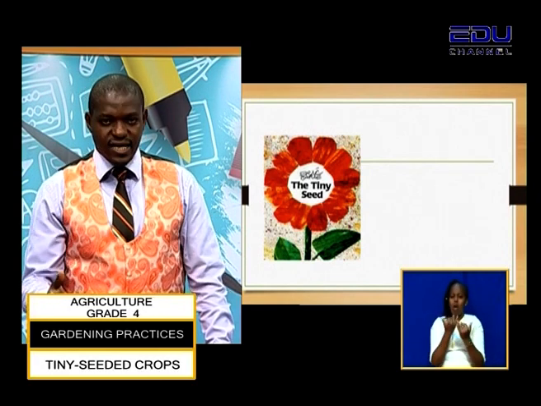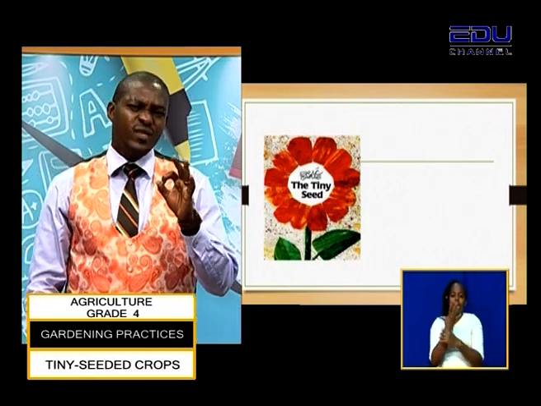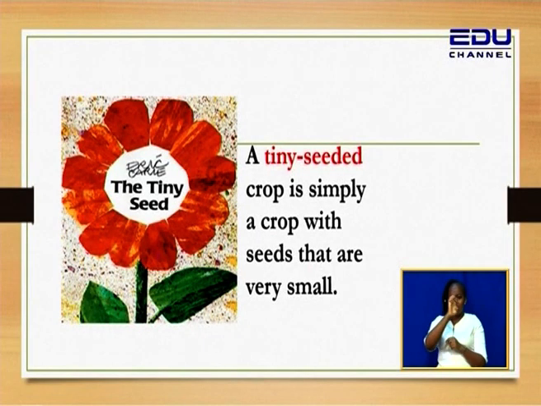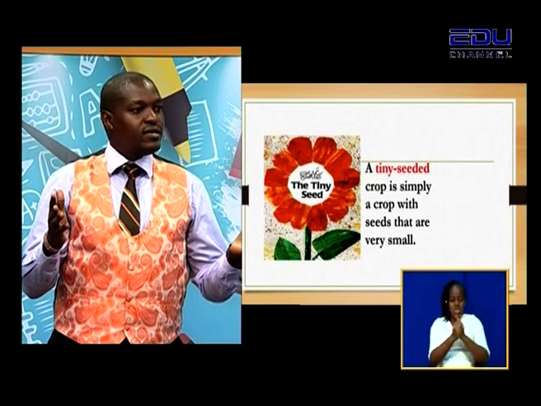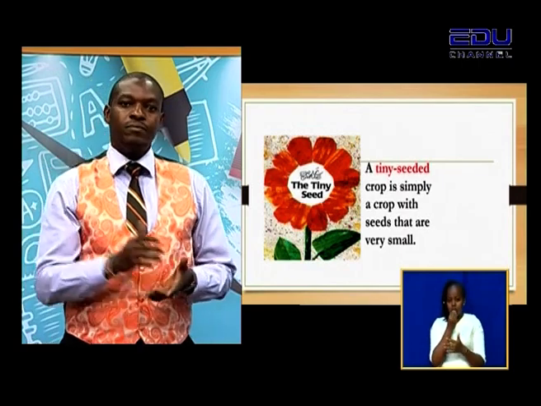So, what is a tiny seeded crop? A tiny seeded crop is basically a crop with seeds that are small. Tiny means small. Does the sunflower have seeds? We'll see. I have some samples here. You can look at different crops and the different seeds. Maybe you can start with some of the things that we eat. And back at home, I want you to have a nice table.